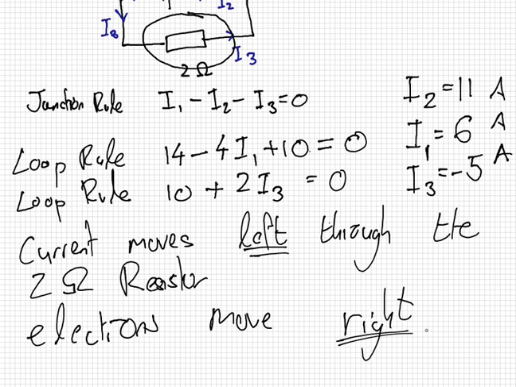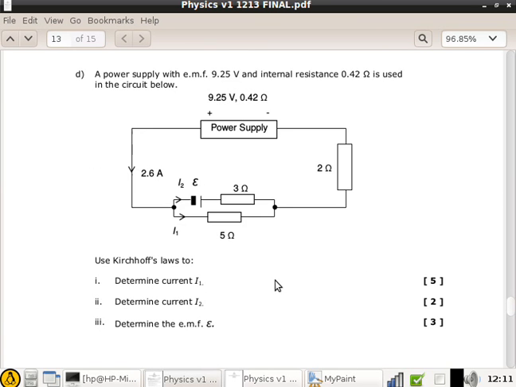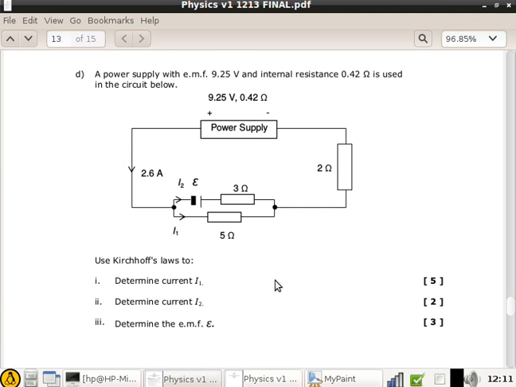Now, I want to give you one to try that's from an exam question. Kirchhoff's Rules, I think, is actually a very good topic for the exam if it comes up. It's straightforward. So let's have a look if it came up this year. Yes, it did.